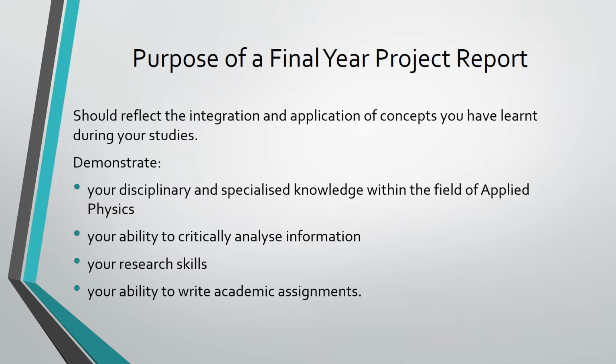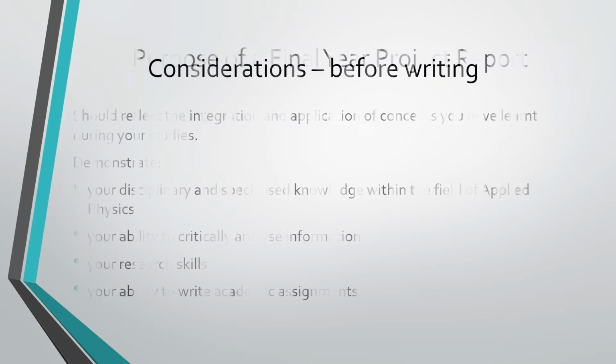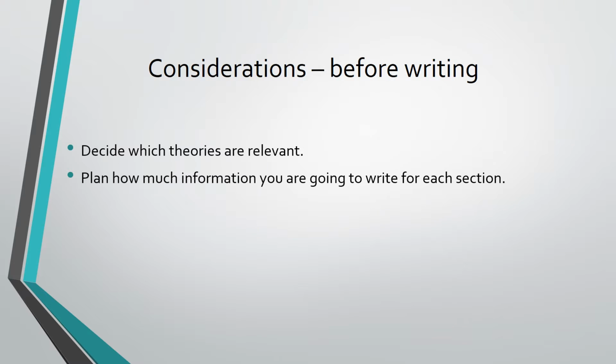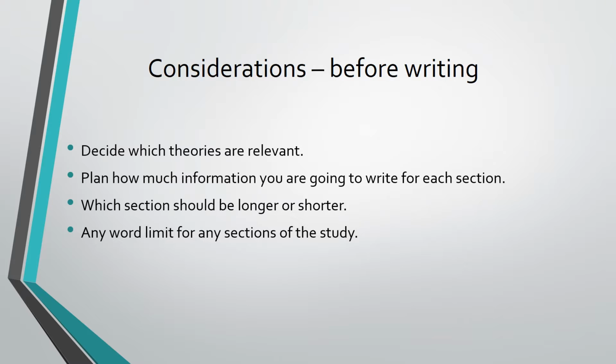Now we will consider some general points to note when writing the final year project. Here are some things to consider before you start writing. First, decide which theories are relevant and will be used in the research or mentioned in the report. Plan how much information you are going to write for each section. This means think about which section should be longer or shorter. Has your lecturer given you a word limit for any sections of the study?